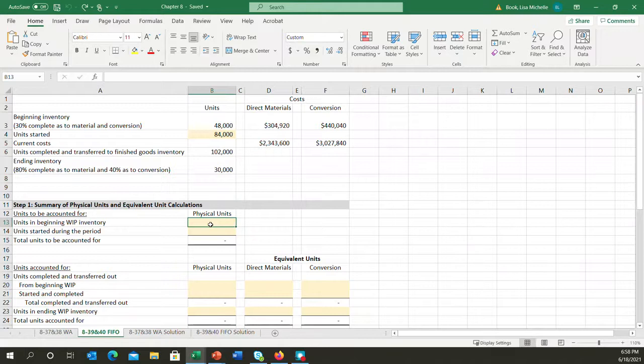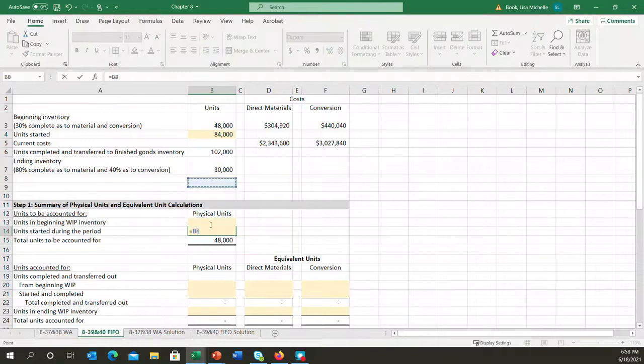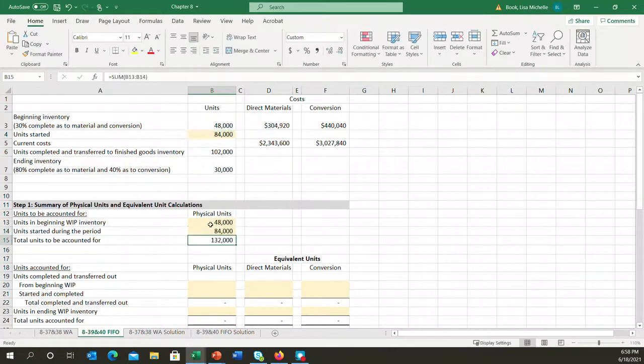So I'm going to go ahead and jump into step one, again, assuming you've already had that orientation. First I want to look at how I account for the physical units that I need to account for. That includes my units in beginning inventory of 48,000 and also the additional units that I started of 84,000. So the total number of physical units that I need to account for between beginning inventory and what I started is 132,000.